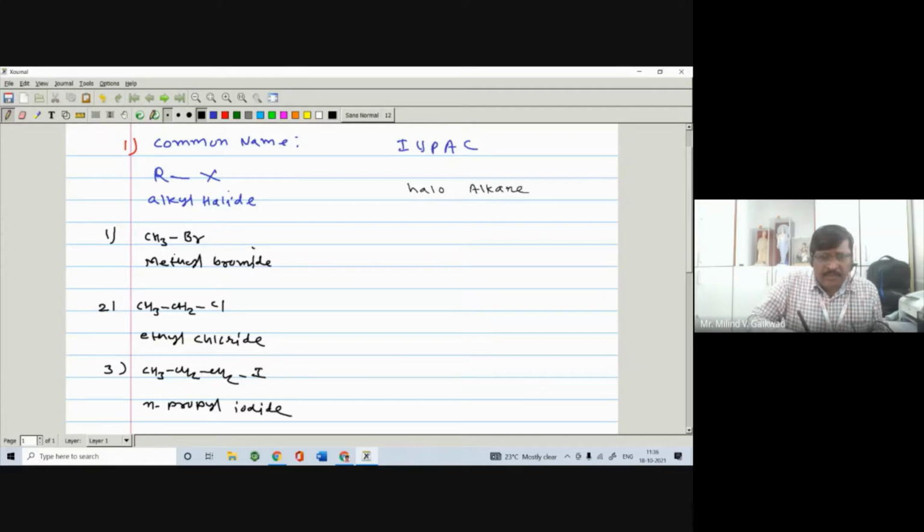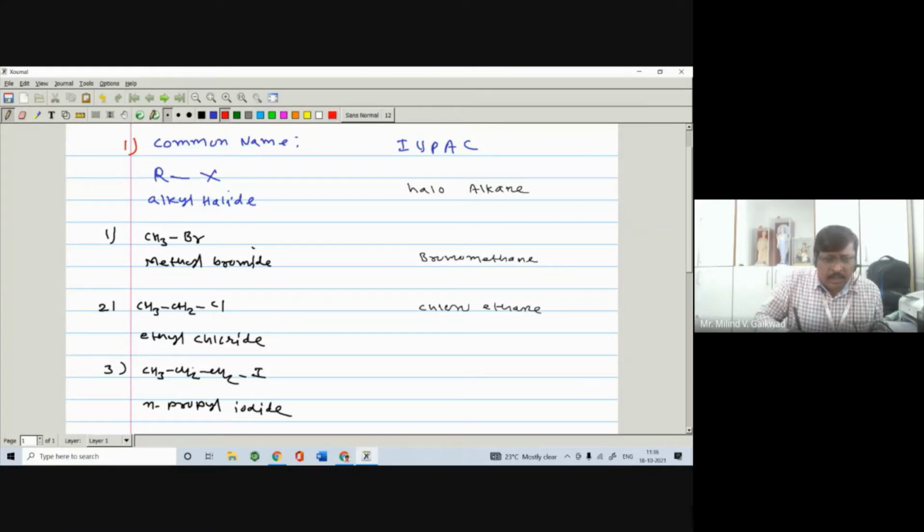So here there is one carbon, so it is methane, and there is a Br, so it is bromomethane. In this way, you can write its name, bromomethane. Then chloroethane. Then in this case, you have to use the numbering.